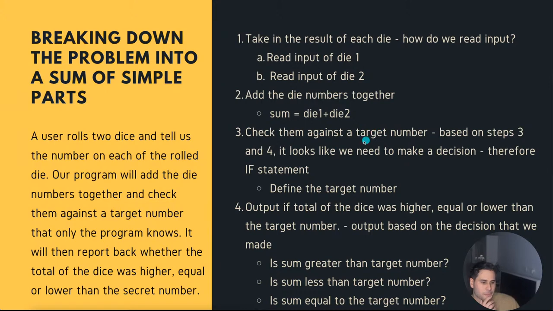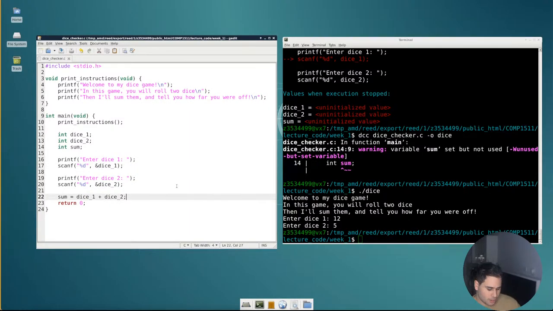Check the sum against a target number. And if it's greater, we'll do something. If it's equal, we'll do something. If it's less than, we'll do something. All right. So that's going to happen down here. I need to check the value of the sum.